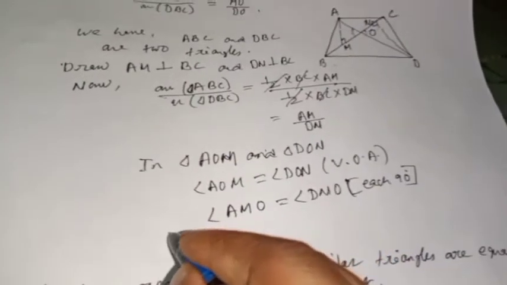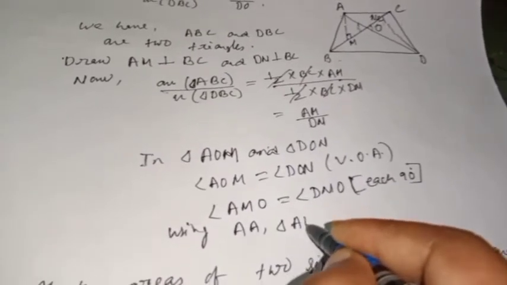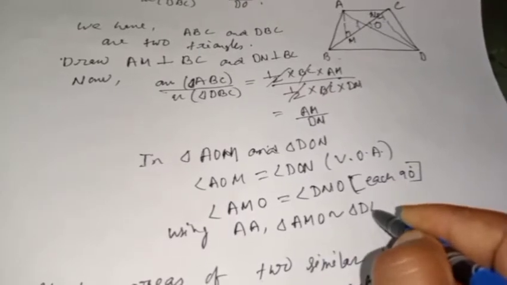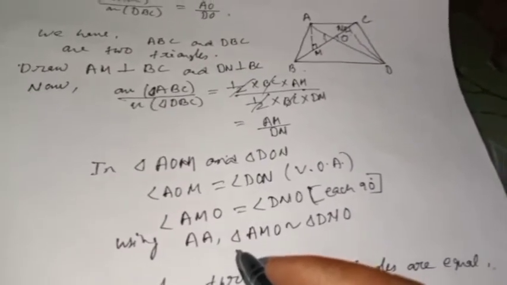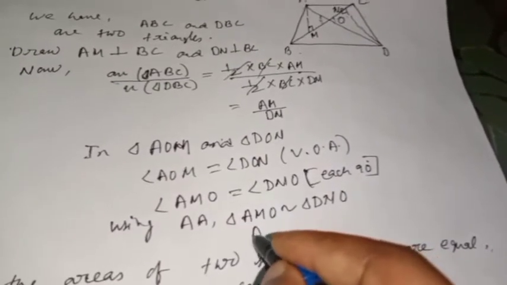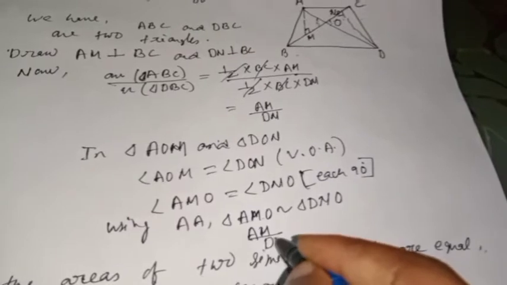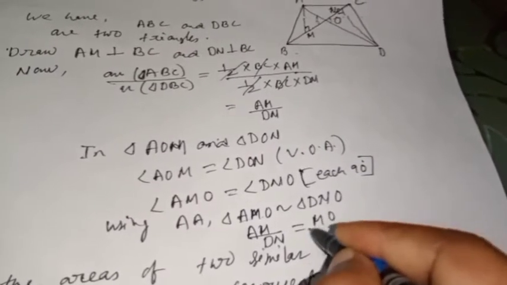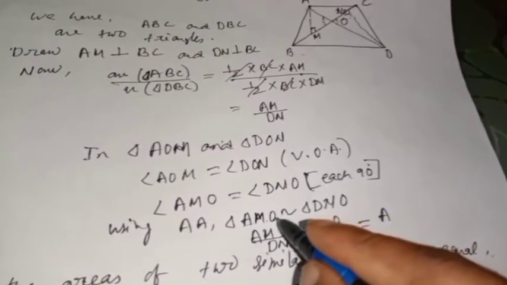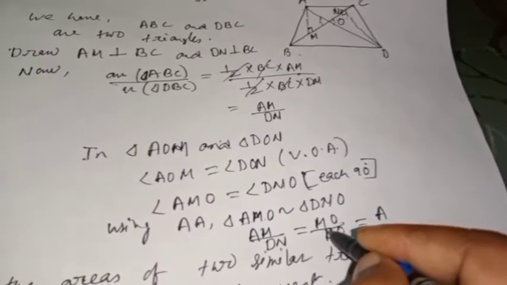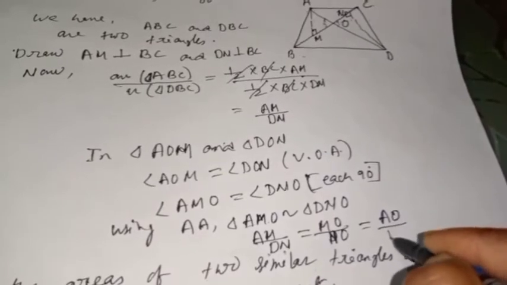So using AA, triangle AMO is similar to triangle DNO. These two triangles are similar, so all the corresponding angles are equal, and also all the sides are in the same ratio. That means you can write AM by DN is equal to MO by NO, this is N, not DO, and AO by DO.